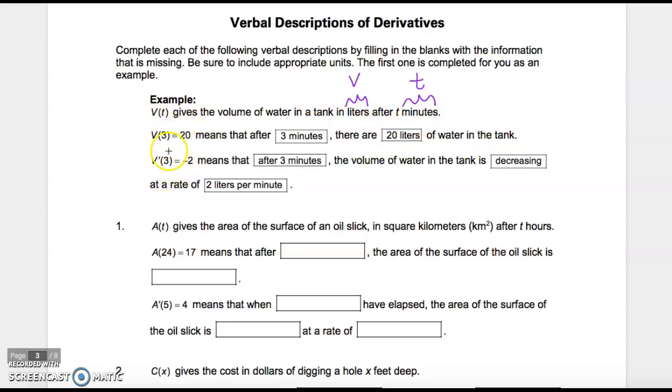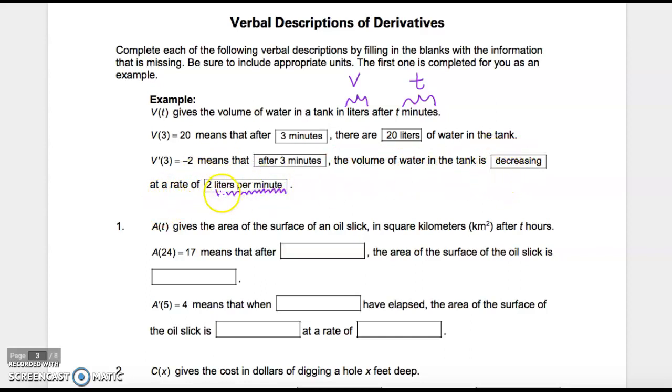Now your derivative, automatically we should be able to write the units because we should feel comfortable doing our dependent variable per our independent variable. And then you just have to take into consideration the numbers. So v prime of 3, so it's still using t as that independent variable. After 3 minutes, or at 3 minutes, the volume of the water in the tank is decreasing at a rate of 2 liters per minute.